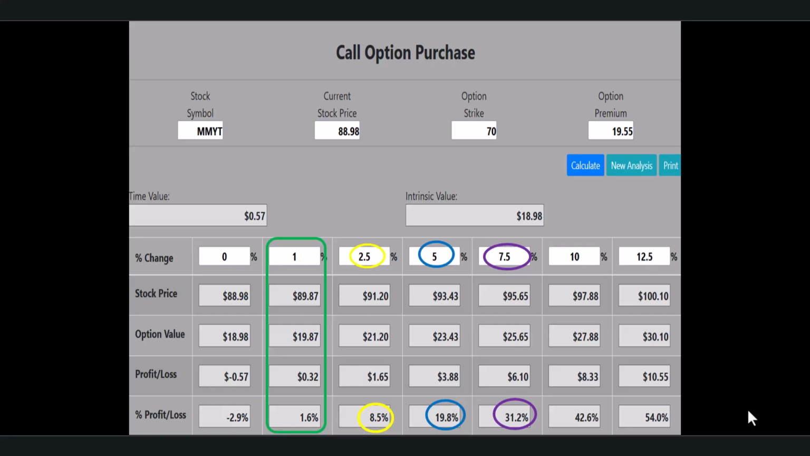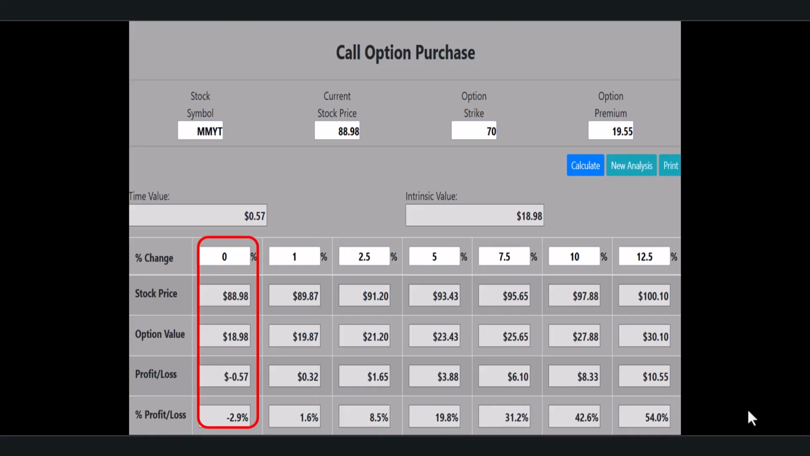The call option purchase calculator also shows that if the MMYT stock price increases by 2.5%, the 70 call will make an 8.5% or $165 profit. If the MMYT stock price increases by 5%, the 70 call will make a 19.8% or $388 profit. If the MMYT stock price increases by 7.5%, the 70 call will make a 31.2% or $610 profit. The 10% and 12.5% numbers are also displayed. You can see that the profits get better and better.